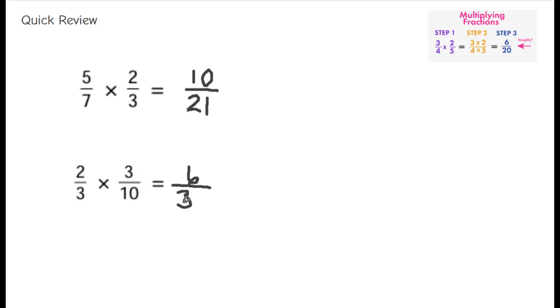This one we can very quickly simplify. I know that I can divide 6 by 6, and my answer is 1. And whatever I do to my numerator, I have to do the same to my denominator. 30 divided by 6 equals 5. Now, isn't that a much easier fraction to look at and understand? 1/5 has the same value as 6 over 30, but 1/5 is easier for us to visualize.